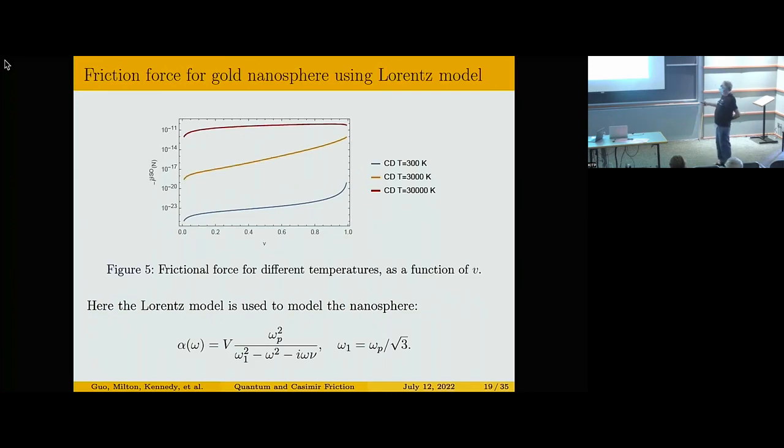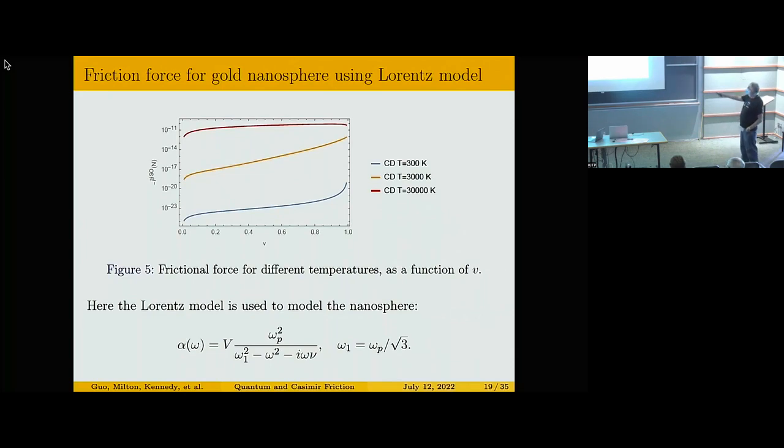So this shows, for different velocities, what the force is at 300 K, room temperature, pretty small, 3000 K, a lot bigger, 30,000 K, quite big. And here I'm using a gold nanosphere, with a Drude model. In the previous, I was looking at the monomial model, but this is for a gold nanosphere with damping here, and omega 1 is the plasma frequency divided by the square root of 3.